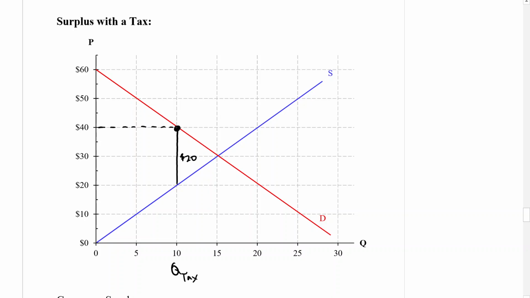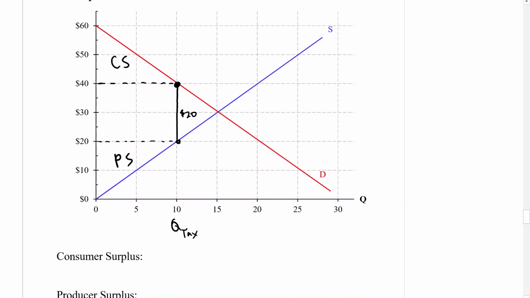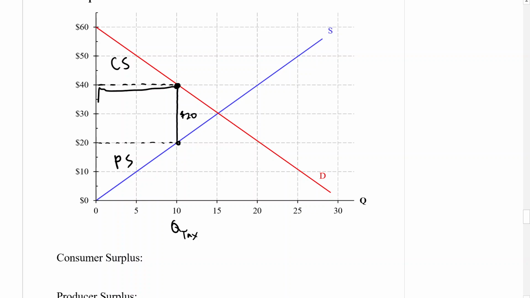What's above the price buyers pay and below their demand curve is the consumer surplus. Sellers are going to receive $20, and what's below what they receive and above the supply curve is the producer surplus. Then this $20 tax, all of that goes to the government. So $20 times as many items are sold, that middle area, is the tax revenue.